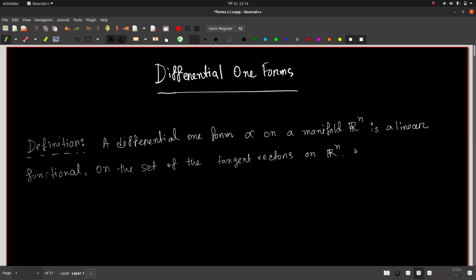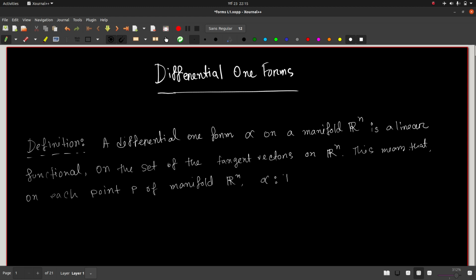This means that on each point, let's call that point P, of manifold Rn, alpha is such a mapping that acts on the vectors on the tangent plane of the n-dimensional manifold and maps those elements of the tangent space, that means the tangent vectors, to a real number.